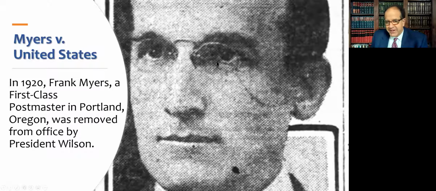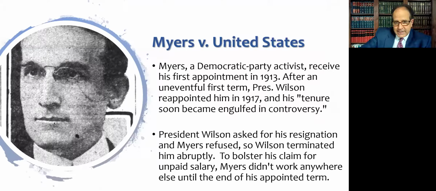Here's the individual we're talking about. This is Frank Myers, and President Wilson removed him in 1920. He was a first-class postmaster, which basically means the person running the office in Portland, Oregon, back in the teens and 20s, or in the late teens. He was first appointed in 1913.